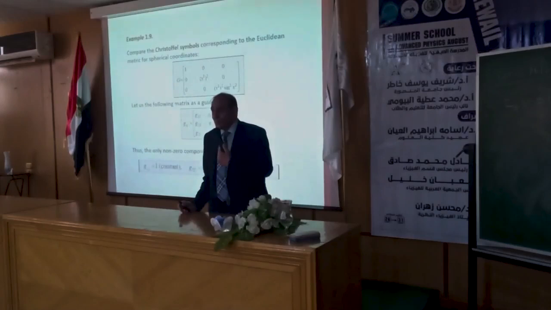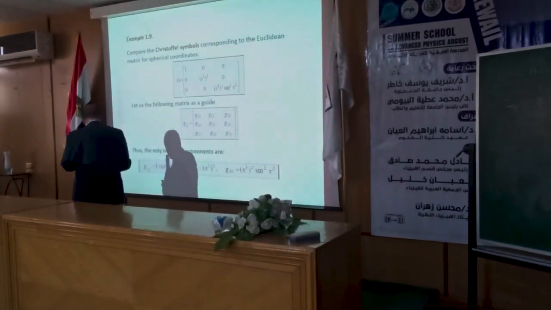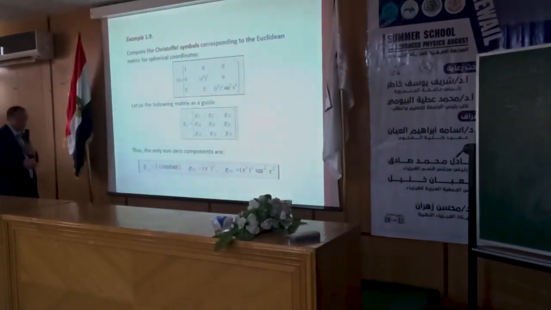Now in this example, I have a spherical coordinate system defined by this matrix. I will use this definition as a guide. Okay, this is nothing to do with the problem. I'm just using this as a guide. In a matrix, you have the components of a matrix: G11, G12, G13, G21, G22, G23, etc. Okay, so I will use this one as a guide.